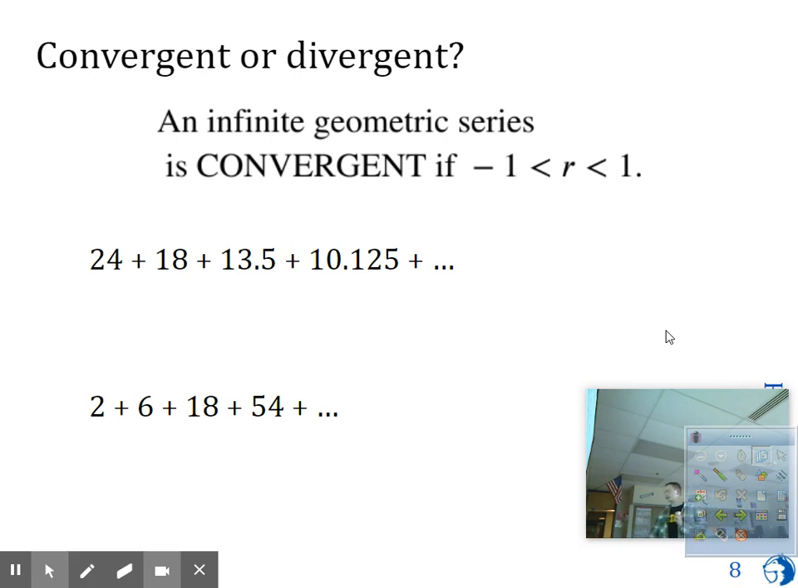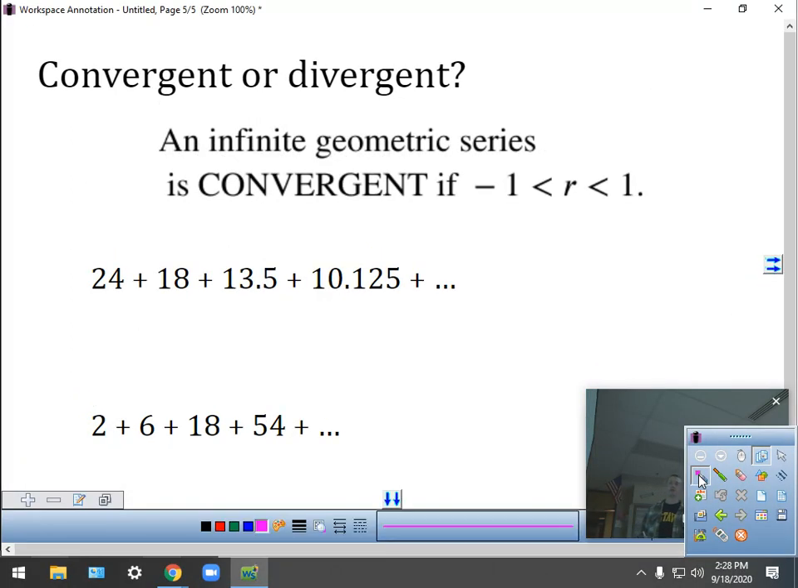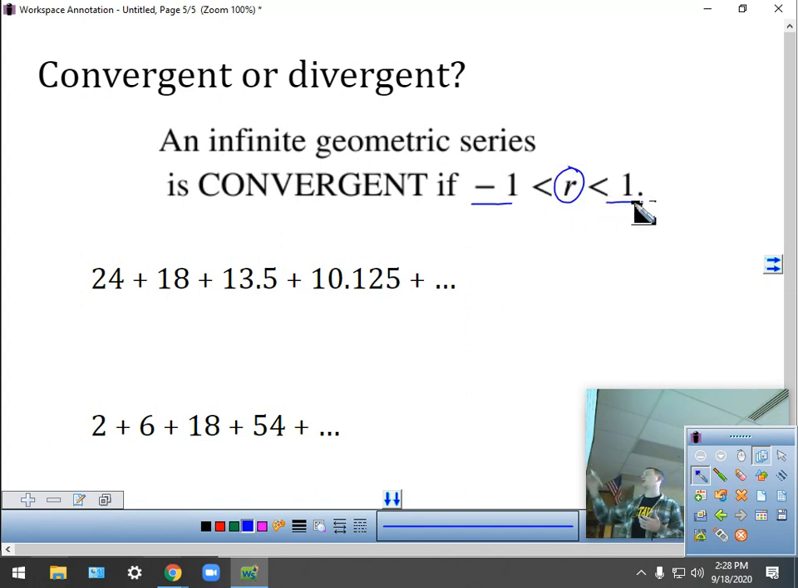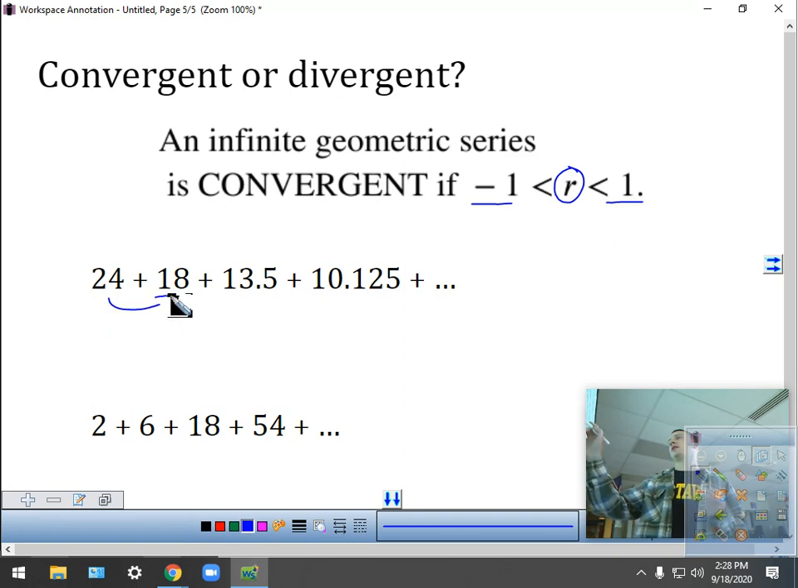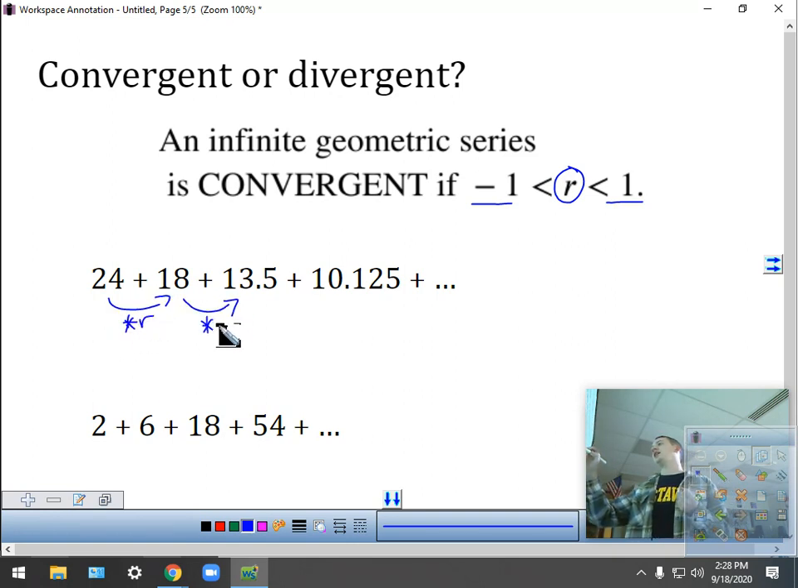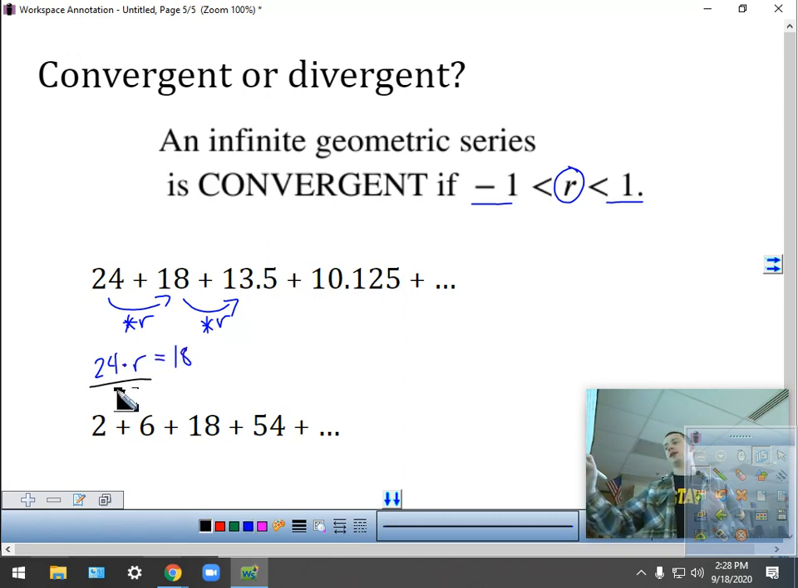There is a test to see if you have a convergent or a divergent series, and the test is: is your common ratio R between -1 and 1? If it's between -1 and 1, then you have a convergent series. So let's check. Each time you're going to multiply by R. Is this a convergent series? Well, 24 times R has to give you 18. So divide by 24.